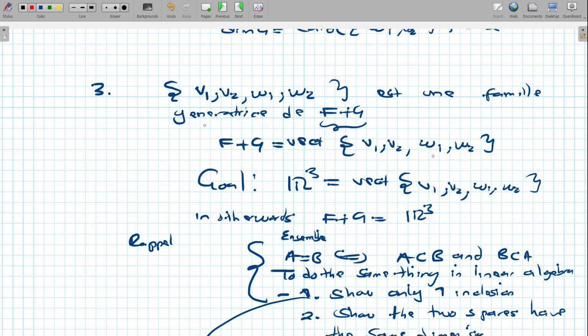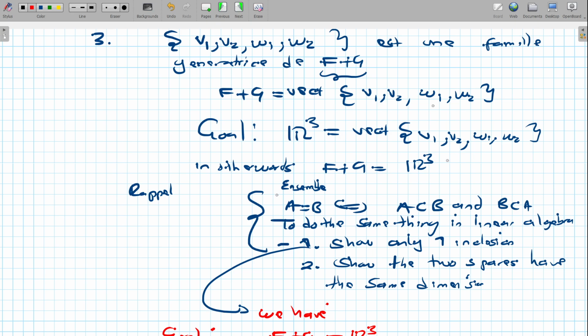If you find the union of the vectors in the base of F and in the base of G, you find une famille génératrice de F plus G. Now, the question is saying, we show that this family of vectors est une famille génératrice de quel espace? Of the espace R3. So we're supposed to show that R3 is equal to vector of V1, V2, W1, and W2. In other words, we're supposed to show that the espace F plus G is equal to R3, like so.